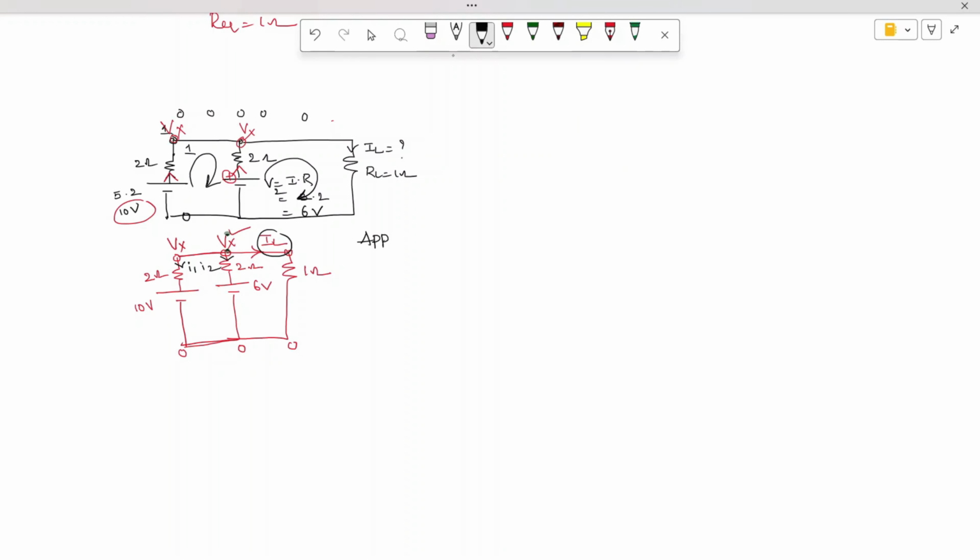Applying nodal analysis is indirectly applying Kirchhoff's current law at the node where we require the voltage, at Vx. When you apply it here, you can see all these three currents I1, I2, IL are leaving. There is no entering current. Therefore, 0 is equal to I1 plus I2 plus IL.